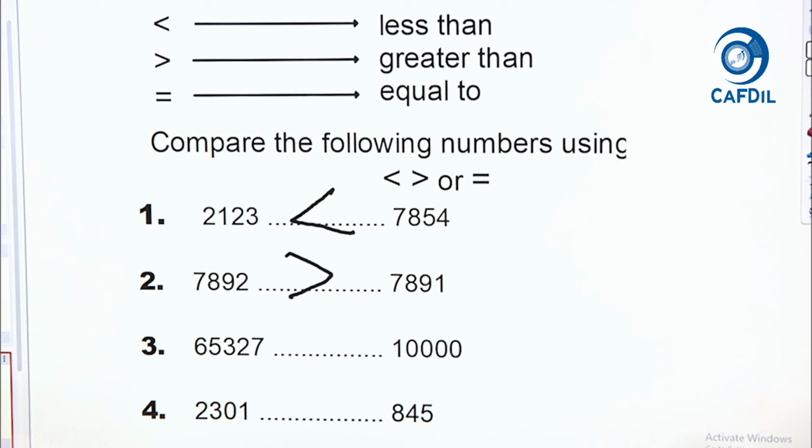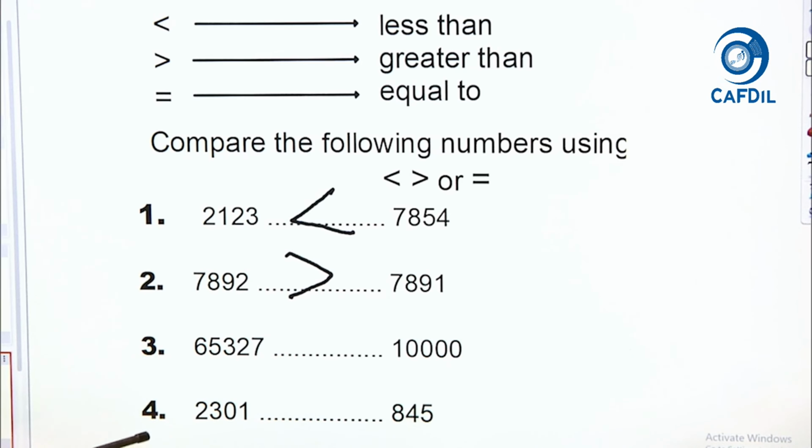So, as usual, let's count the digits. 1, 2, 3, 4, 5. The first number has 5 digits. What about the second number? Let's count together. 1, 2, 3, 4, 5. It also has 5 digits. Now let's compare the numbers, the digits one by one, starting from their first digit.